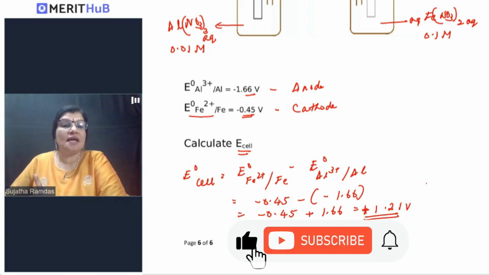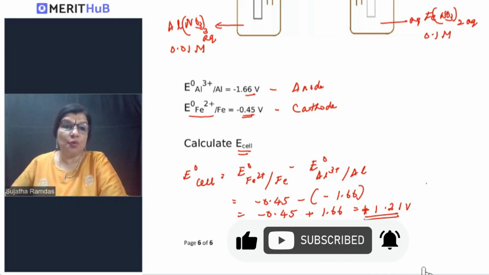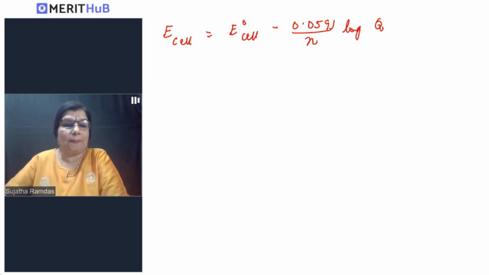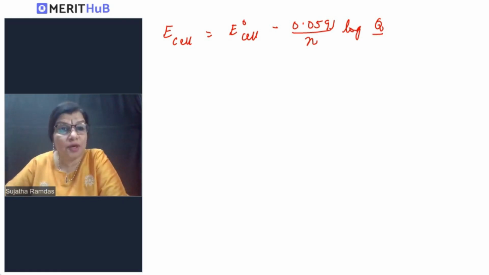Okay, now let's substitute this E naught cell value into the Nernst equation. Let's rewrite the formula for the Nernst equation. We need to calculate E cell, right? E cell is equal to E naught cell minus 0.0591 by n log of Q. Okay, so to identify what the products and reactants are and what is the value of n, we have to arrive at the final equation, the redox equation.